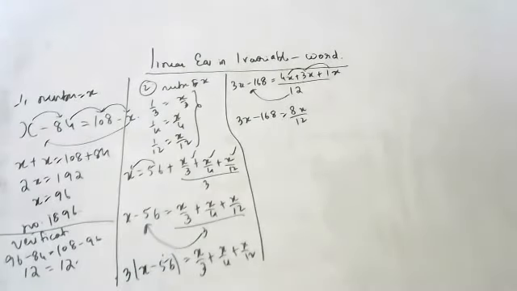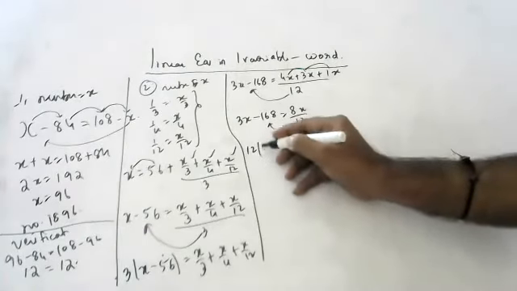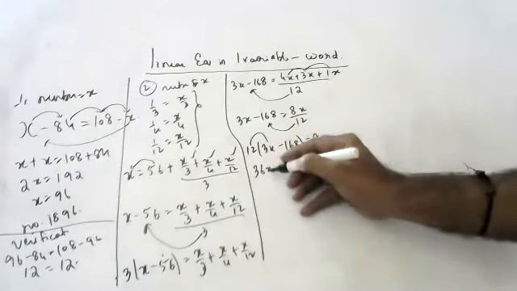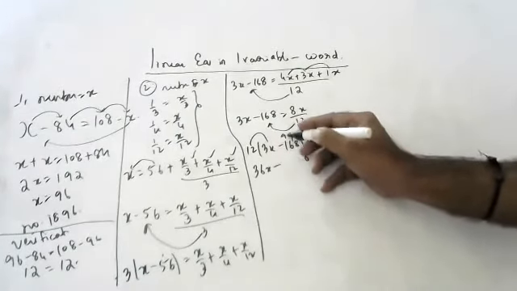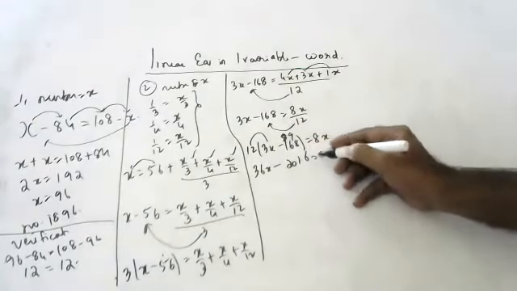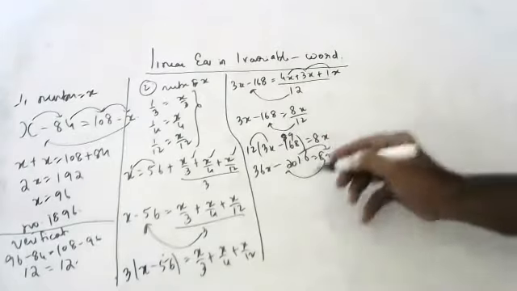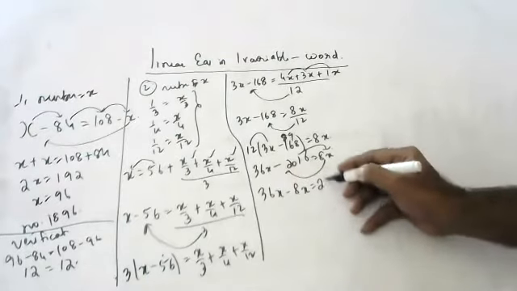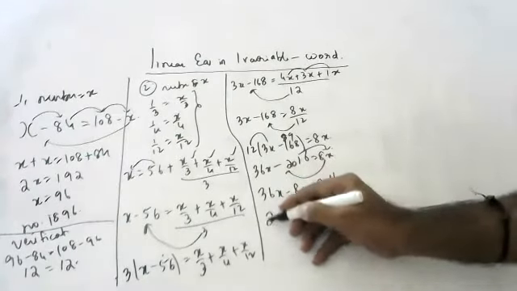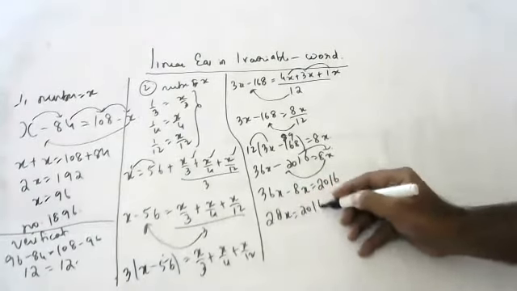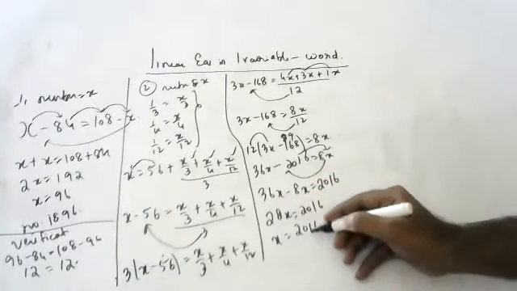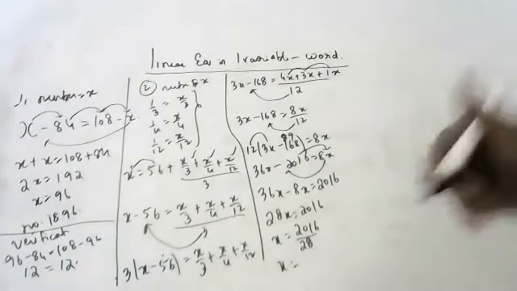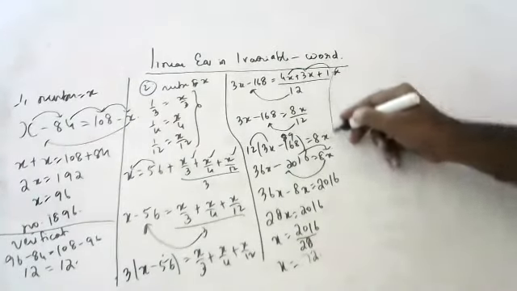Now what will we do? We take this 12 here. 12 into (3x minus 168) is equal to 8x. 12 threes are 36x. 12 into 168 is 2016. So 36x, this comes here and this goes there. 36x minus 8x is equal to 2016. 36 minus 8 is how much, children? 28x is equal to 2016. x is equal to 2016 by 28. x is equal to how much? 72. x is equal to 72.